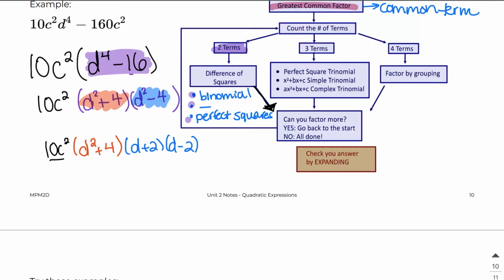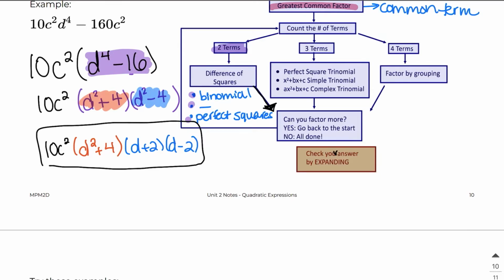So let's see, are we all done? Well, we knew this was done. We knew this was done. Let's look at this right here. We have two terms, but neither one of these is a difference of perfect squares because d is not a perfect square, 2 is not a perfect square, and even though we have subtraction here, we have addition here, so none of these are a difference of perfect squares, which means that this right here is my final answer. Okay, so can you factor more? Nope, I'm all done.